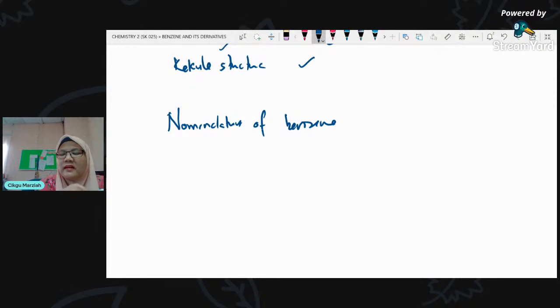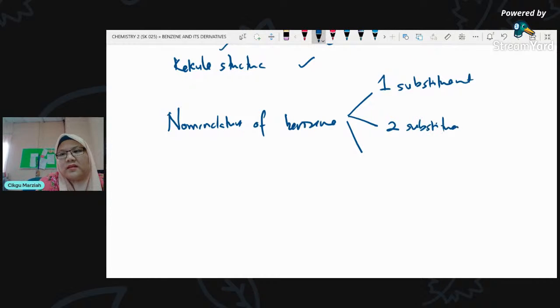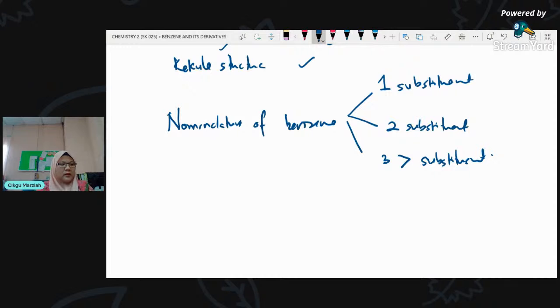Okay, so nomenclature of benzene terbahagi kepada 3 jenis. Kalau kita ada satu substituent, kalau kita ada 2 substituent atau kita ada 3 dan lebih substituent. Okey. Nampak sangat ni?